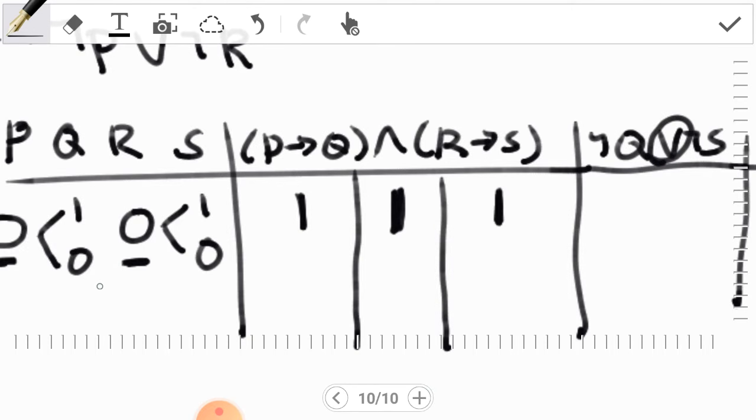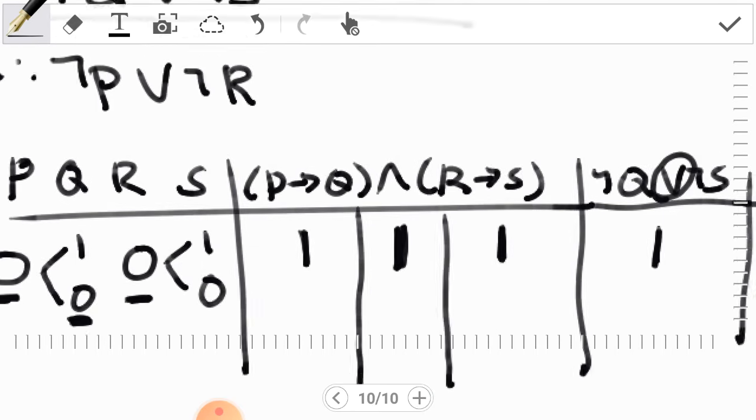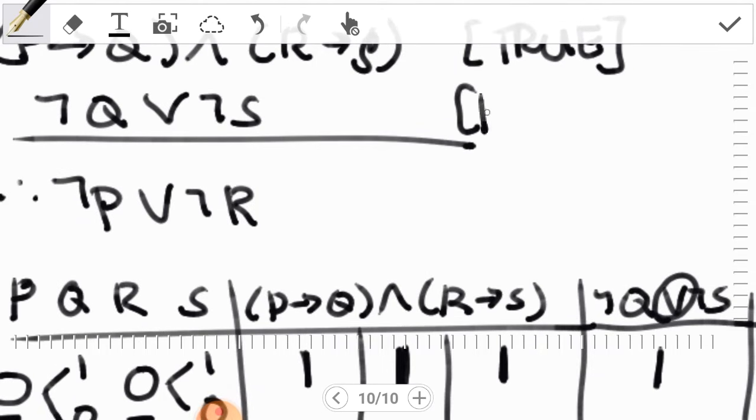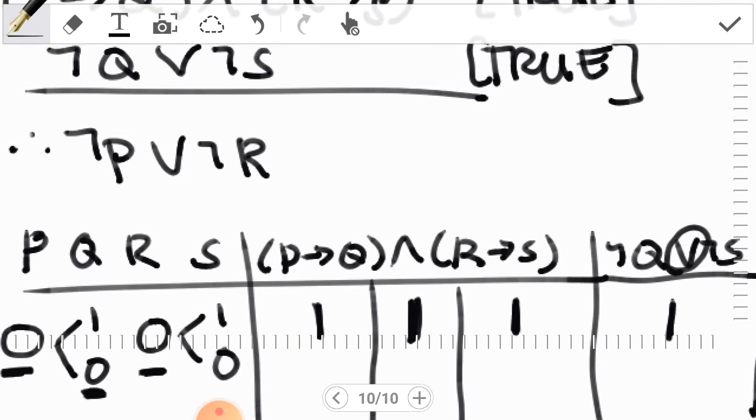So, if I set, let's say, Q is 0. If Q is 0, not Q is 1. Not Q is true. If Q is false, not Q is true. So regardless of S, this is true. Therefore, we have shown that the second premise is also true.